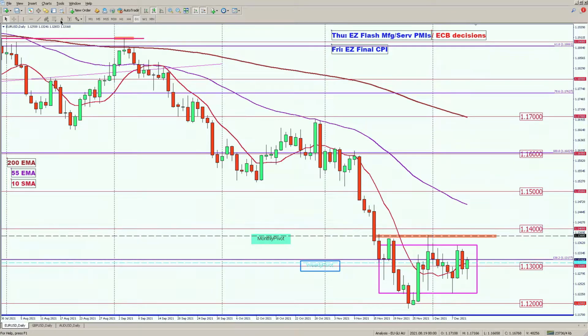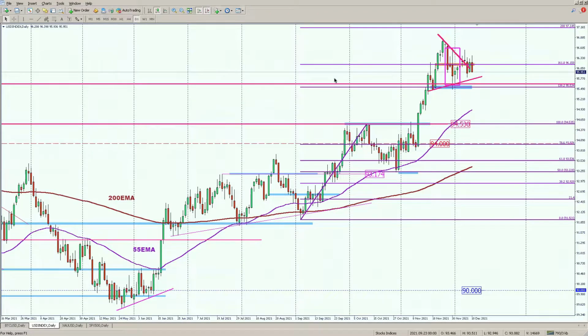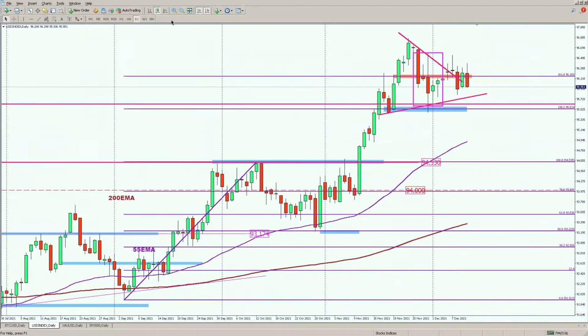Okay, let's take a quick look at the US Dollar Index DXY, which is not surprisingly also consolidating. It's the daily time frame, and it was consolidating inside this triangle. It's extended further now. So this has extended into a narrow box as well.